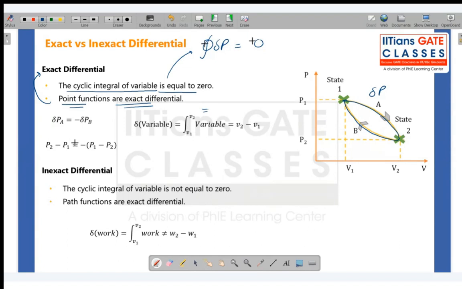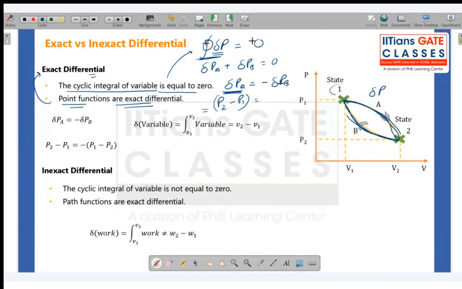Okay. So what is cyclic? The cycle starts from here, so I write delta P_A plus delta P_B is equal to 0. Cycle means this plus this. Now it is equal to 0 for an exact differential. So I can write delta P_A is equal to minus delta P_B. Now what is this? The change in property by a path. So I can write P2 minus P1.